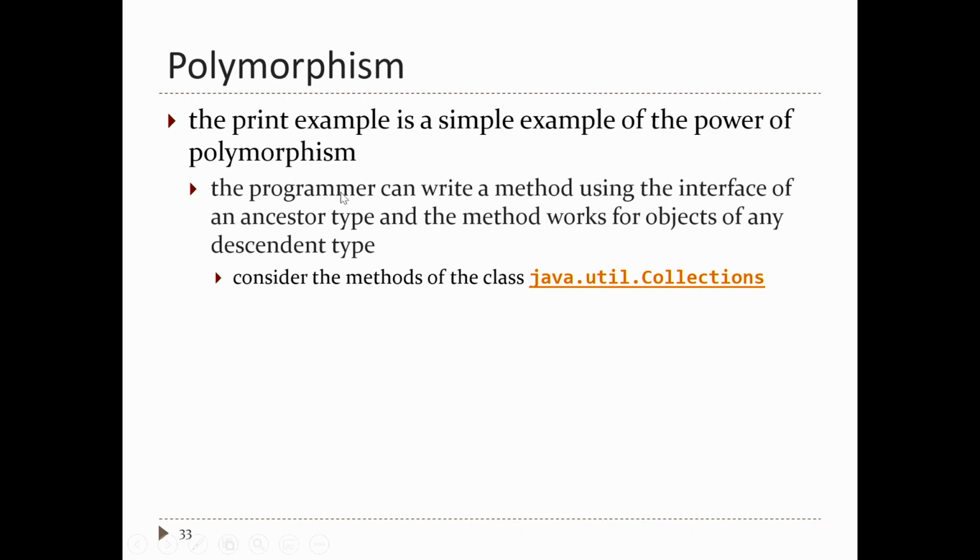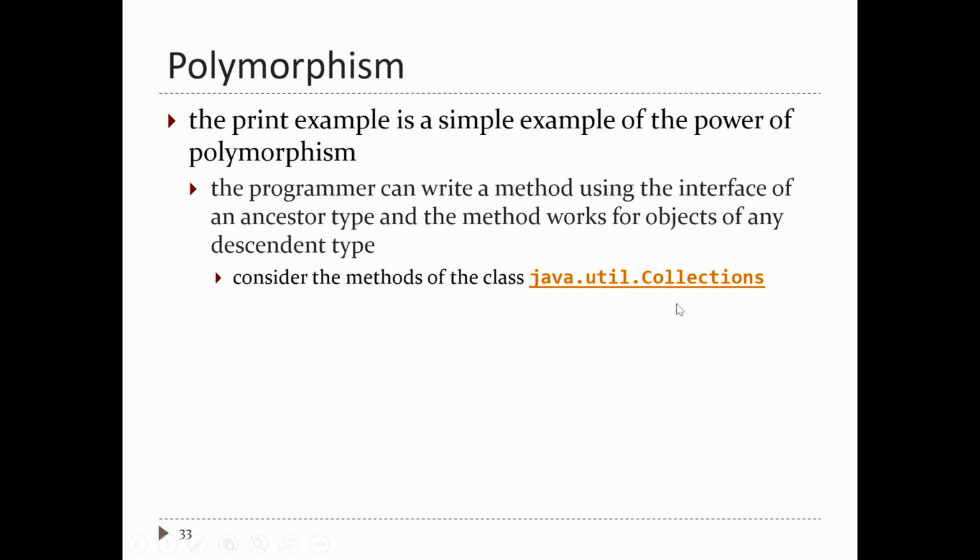So a programmer can write a method using the interface of an ancestor type. What does that mean? I can look at the contract for a method belonging to Object, and write the method using only the contract for Object. And I know exactly what the method is going to do, regardless of the type of object that I pass in.